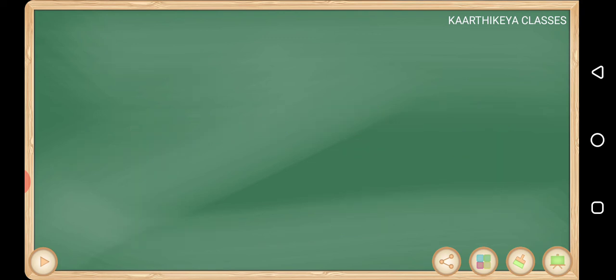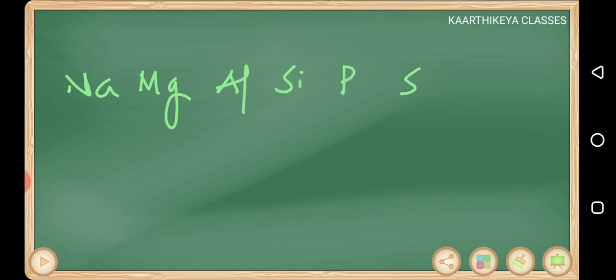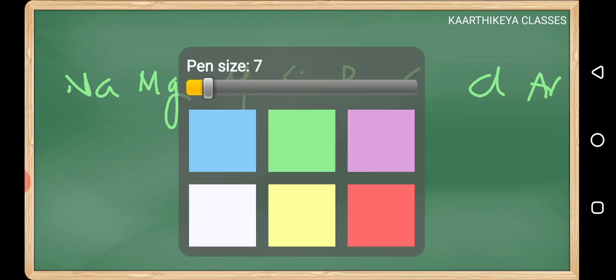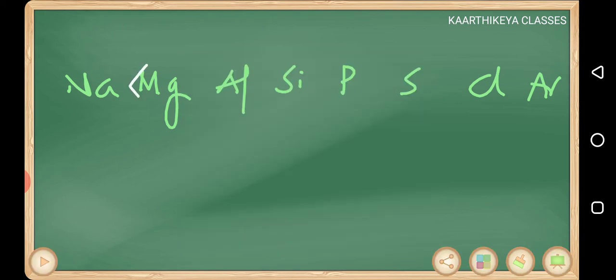The same things you can see in the third period: sodium, magnesium, aluminium, silicon, phosphorus, sulfur, chlorine, argon. Yes, as you are expecting, that is right. Magnesium is more, phosphorus is more.